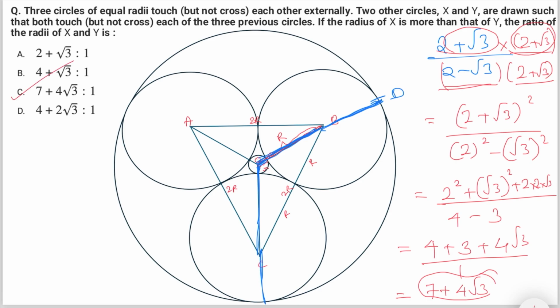Very clearly it is the C option, right? That's how you solve this question, guys. A very beautiful question. You just need to be very creative or imaginative to be able to make the diagram first, and once you get the diagram, it's a very easy question. That's how we do it, though lengthy, but it's easy. The answer is option C, 7 plus 4 root 3.